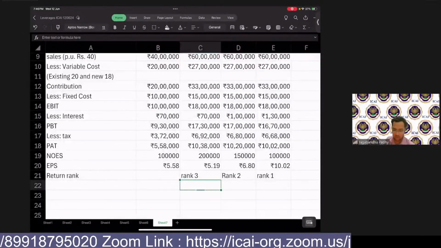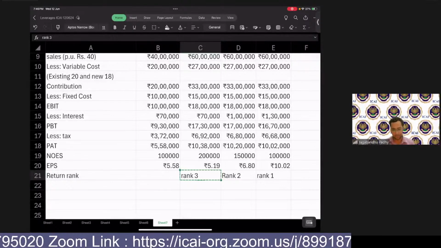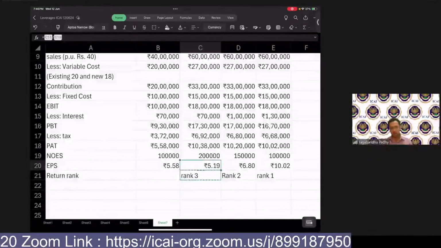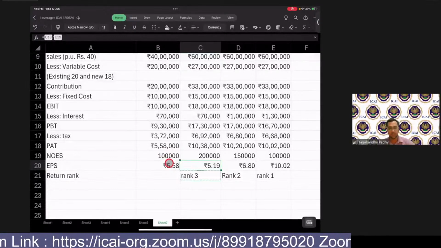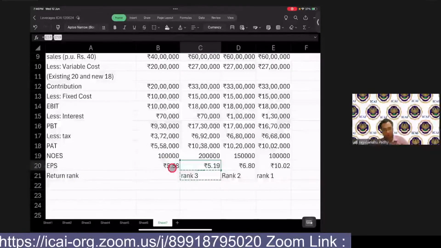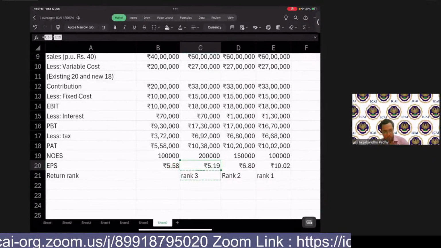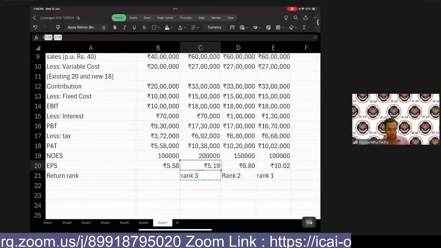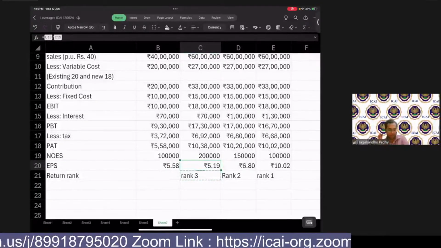As far as the choice is concerned, 5.19 is lower than what we are providing as of now. 5.58 is the current EPS. If I go with plan 1, I'll be able to generate only a lower EPS for my shareholders. So this is as far as the returns part is concerned, we get the EPS.